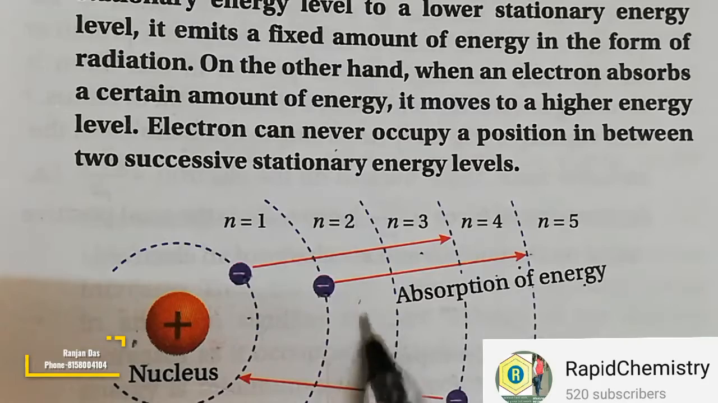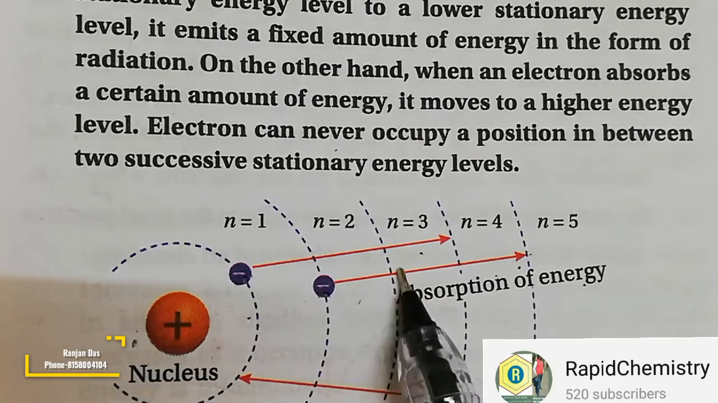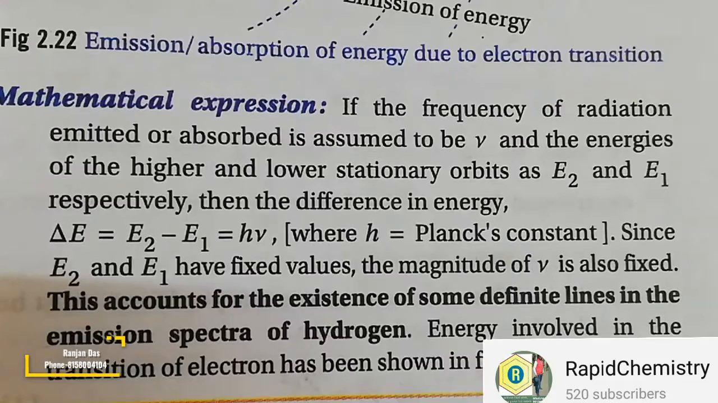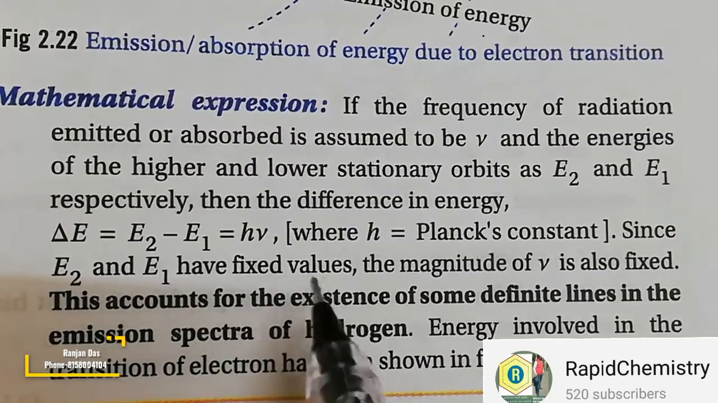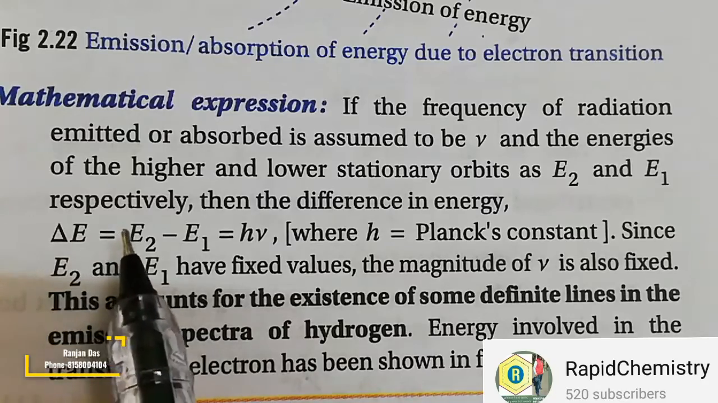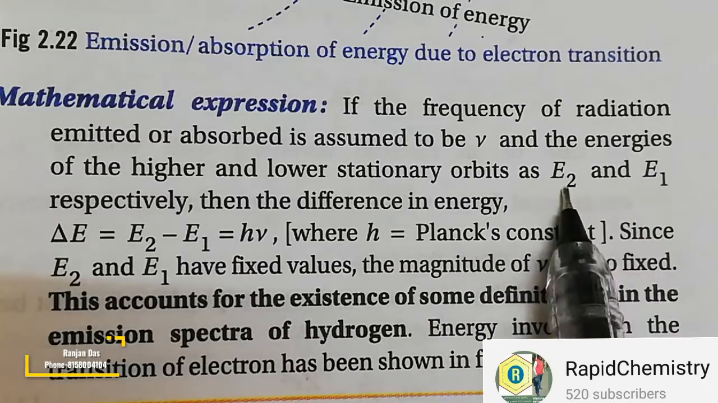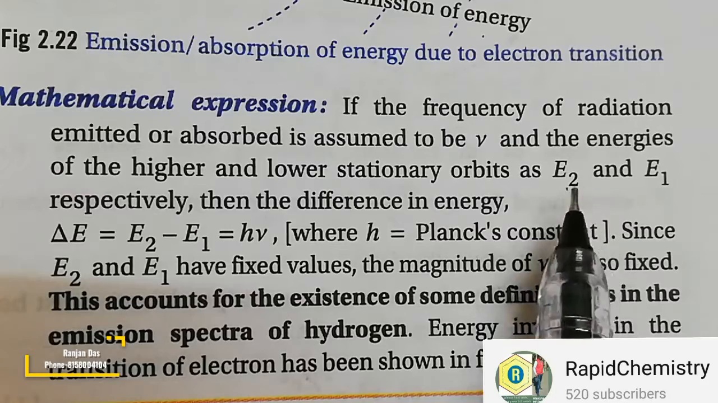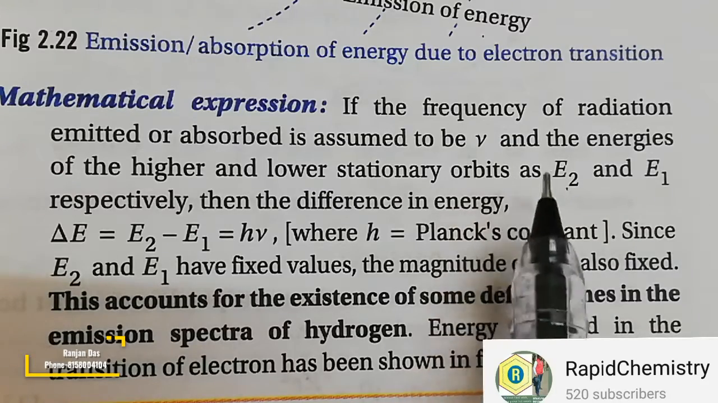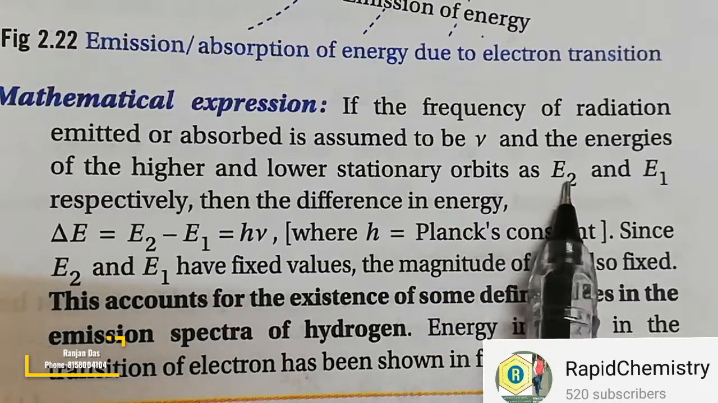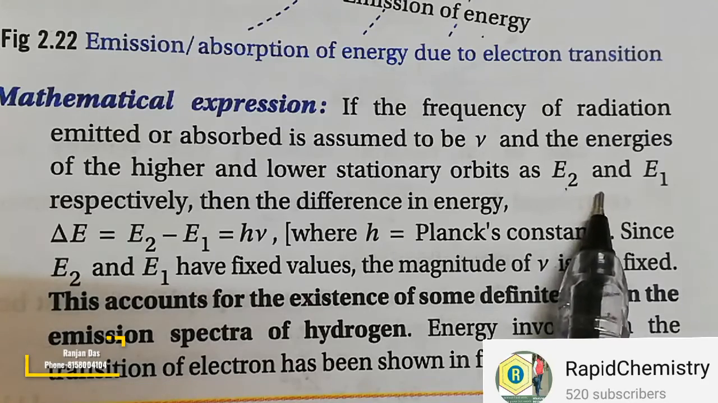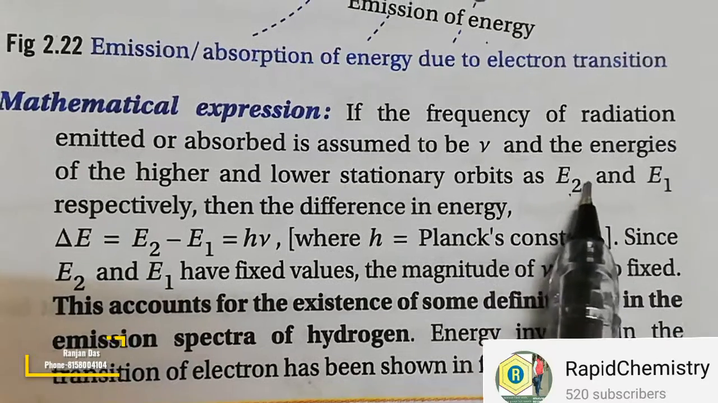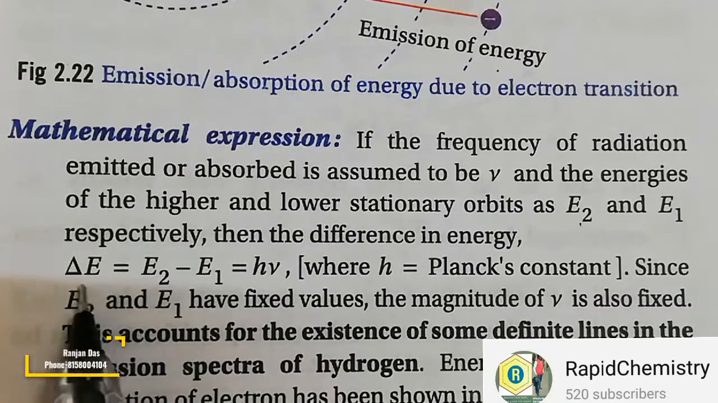In between two fixed orbits, the third postulate of Bohr's theory can be expressed mathematically like this. Say E1 and E2 are the energies of the two fixed orbits. If E2 is the energy of the higher shell and E1 is the energy of the lower shell, then whenever an electron jumps from higher to lower shell, the amount of energy to be released should be delta E.